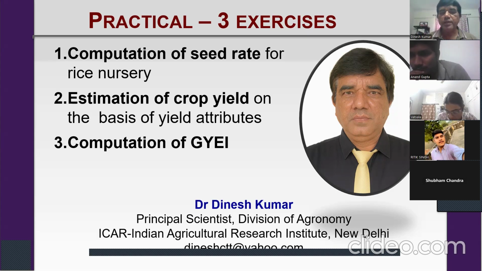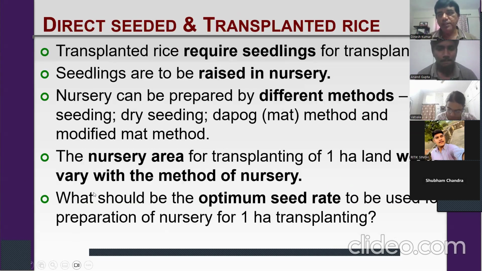So you will see how we can compute grain yield efficiency index, and we can divide cultivars or varieties into whether they are efficient, moderately efficient, or they are inefficient. There are 3 classes for nutrient efficiency of different cultivars or varieties, or you can call them genotypes. So this is what we are going to discuss today. So let us start with computation of seed rate.